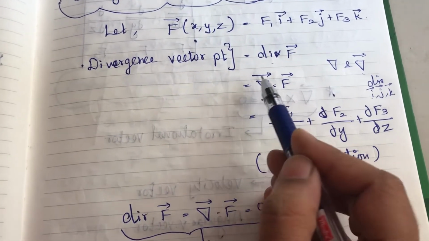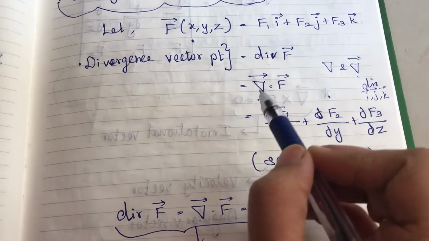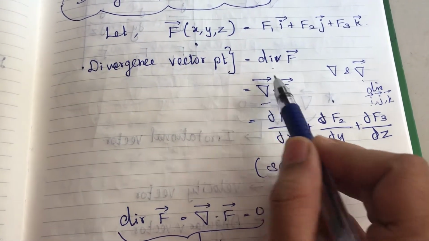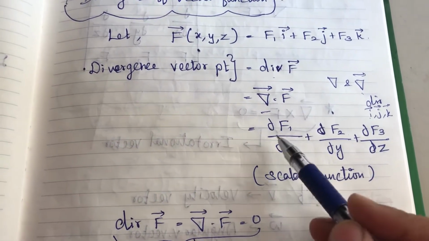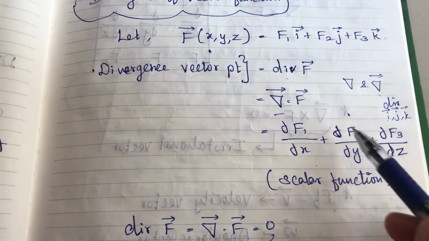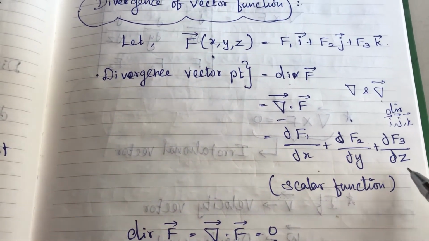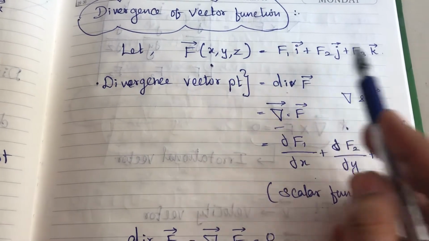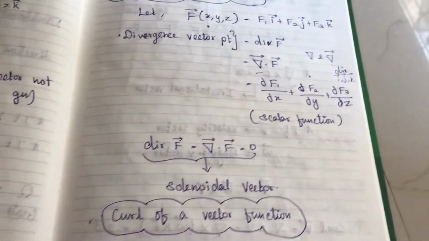Divergence means del dot f vector. Always remember del as a vector, del vector. The same applies here: dou f1 by dou x plus dou f2 by dou y plus dou f3 by dou z, like f1, f2, f3. We need to differentiate each with respect to x, y, z.